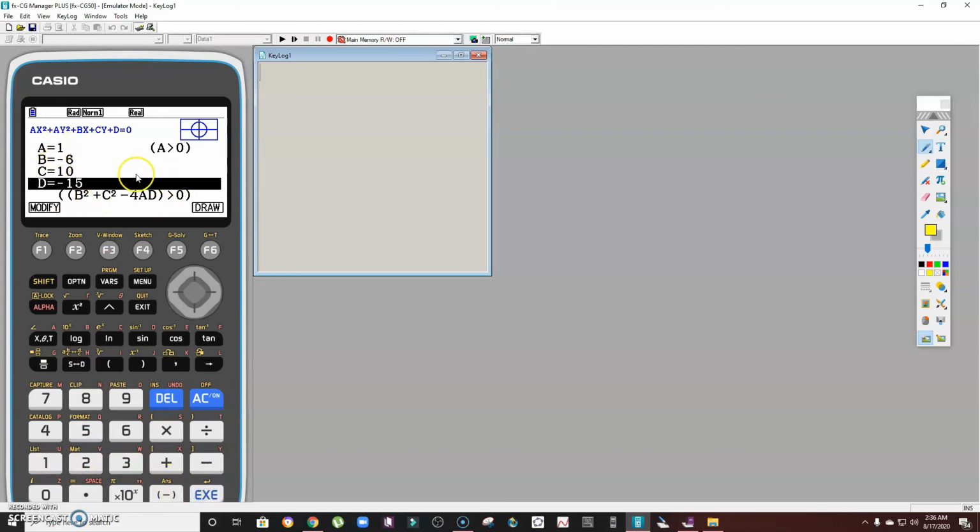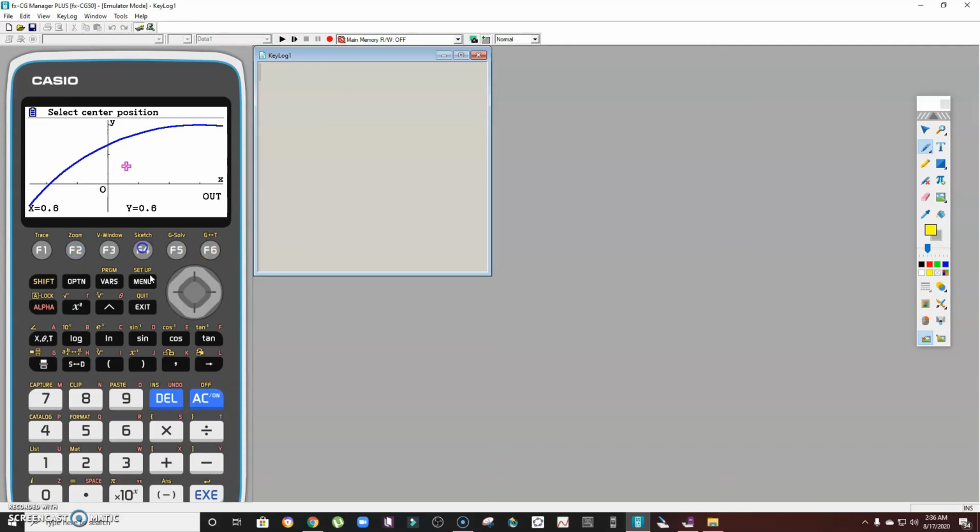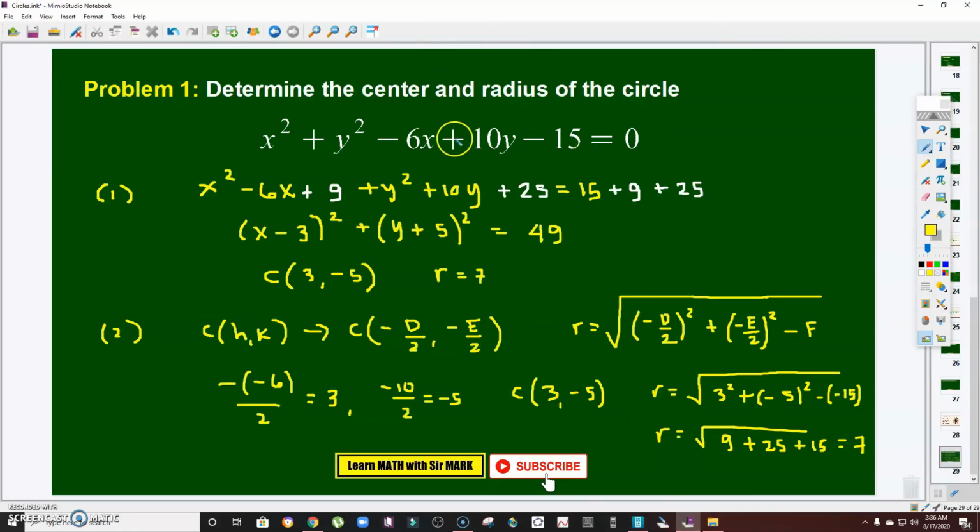So we're now all set. So then, to show the graph, all you have to do is to press F6. This one. Okay. So let me zoom it out. Alright. Okay. So one more. There you go. So this is the actual illustration of this circle. X squared plus y squared minus 6x plus 10y minus 15 equals 0.